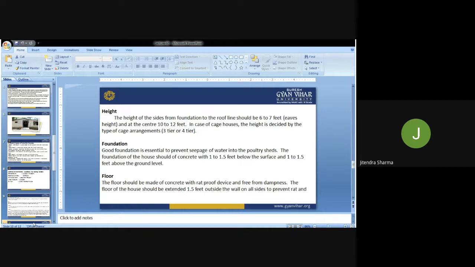Then the floor should be made of concrete with a rat proof device, because that is very much required, and it should be free from dampness. The floor of the house should be extended 1.5 feet outside the wall on both sides to prevent rats and others, because we have to use anti-rat pesticide to avoid rat entry inside the house.